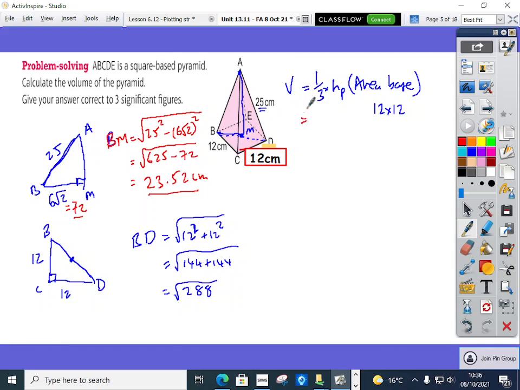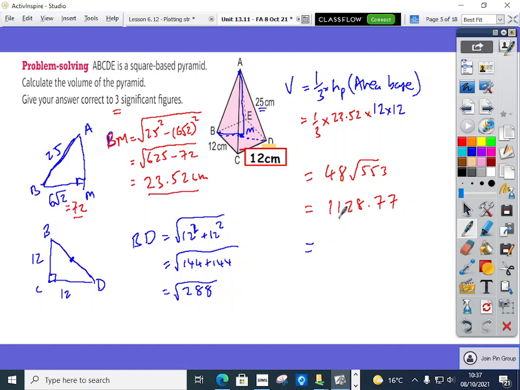So coming back to the volume, I'm going to get 1/3 times my perpendicular height, 23.52, times 144. Now I'm just going to plug this all in the calculator. I've actually got the answer saved in my calculator, so I'm going to times 1/3 times 144, and actually my exact answer is going to come out as 48 root 553. If I press SD, that will give me 1128.77. Now it does say 3 significant figures, so just be careful.